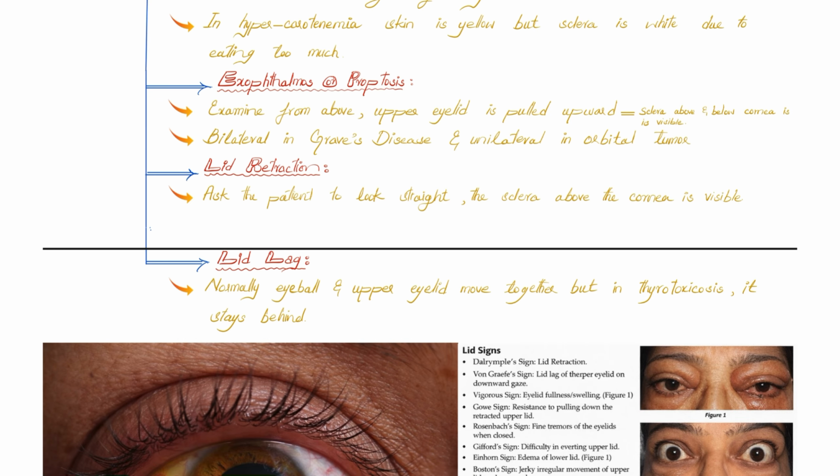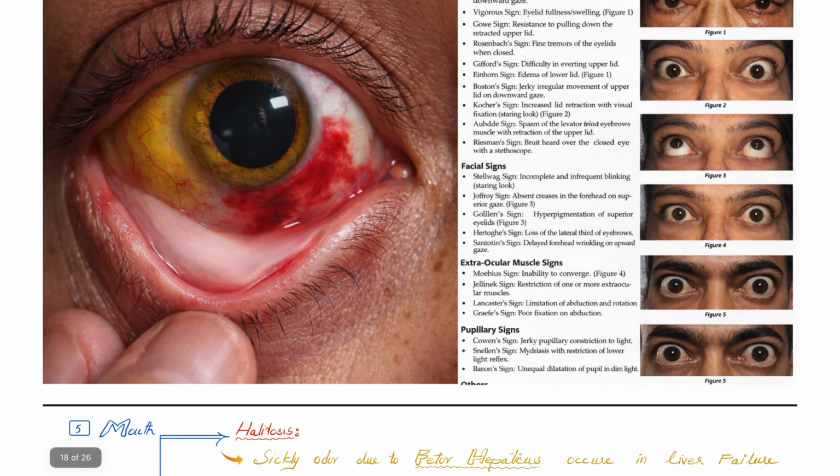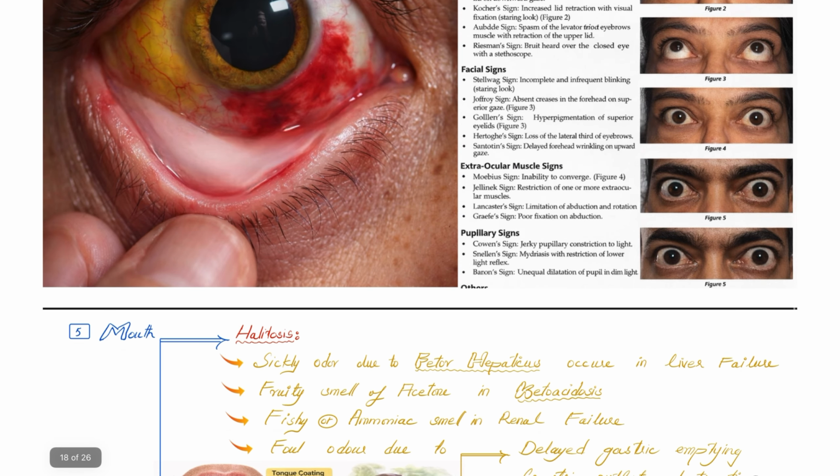There are detailed explanations of signs found in Graves' ophthalmopathy. As you see in this image, you can see jaundice in sclera, pale conjunctiva, and subconjunctival hemorrhage. Then we discuss the examination of mouth.